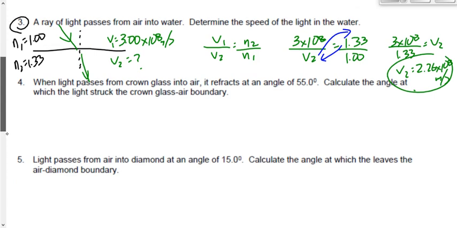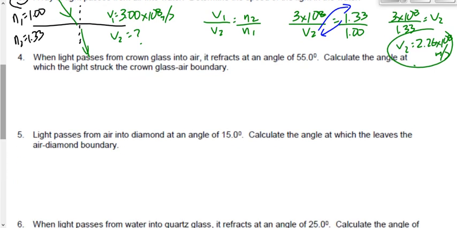It says, when light passes from crown glass into air, it refracts at an angle of 55 degrees. What's the angle at which the light struck the crown glass air boundary? Once again, we're going to draw this out so we don't mix up medium 1 and medium 2. There's our boundary and our normal line. We're going from crown glass into air. Crown glass has an index of refraction of 1.52. So we're going to say N1 is 1.52, and it's going to air. We're going to say N2 is 1.00.